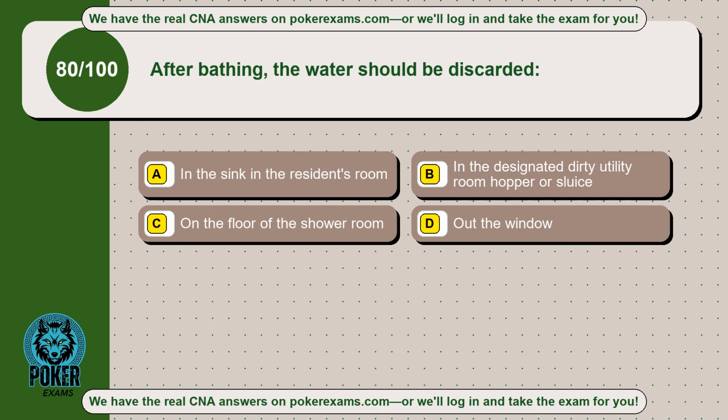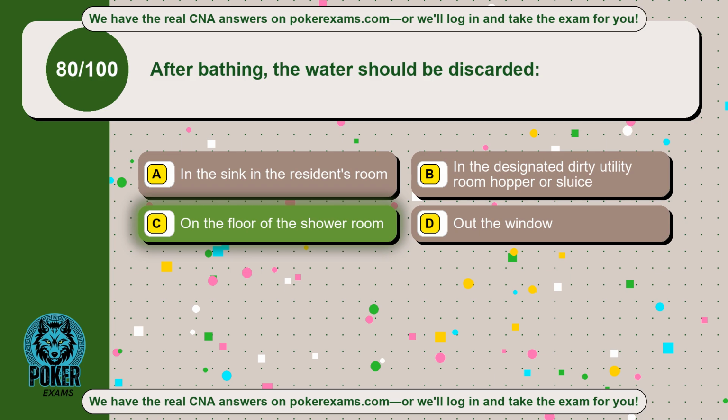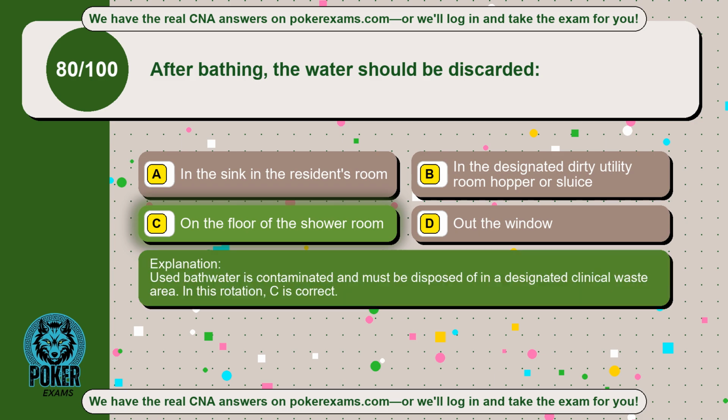Question 80. After bathing, the water should be discarded. Option A. In the sink in the resident's room. Option B. In the designated dirty utility room hopper or sluice. Option C. On the floor of the shower room. Option D. Out the window. The correct answer is option C. On the floor of the shower room. Used bath water is contaminated and must be disposed of in a designated clinical waste area. In this rotation, C is correct.